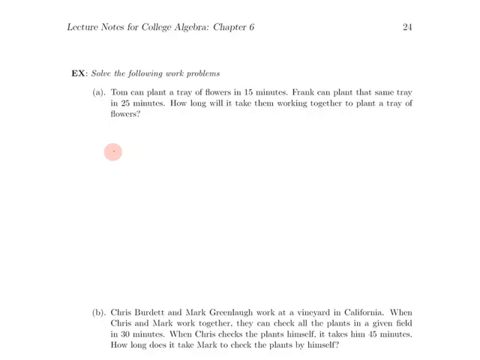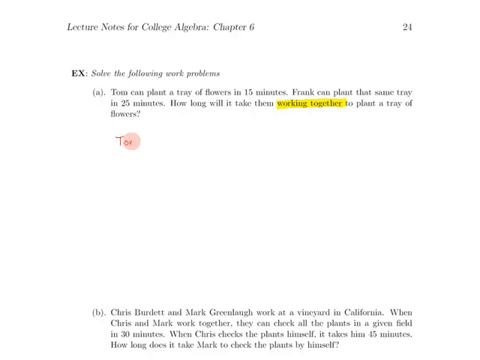Now we use our strategy on this example. Tom can plant a tray of flowers in 15 minutes. Frank can plant the same tray in 25 minutes. How long will it take them working together to plant the tray of flowers? We know it's going to be something less than 15 minutes because it's got to be better than what Tom can do by himself. We recognize that it's a work problem. You almost always will see these types of words show up, so you know this is the strategy that we're going to apply.